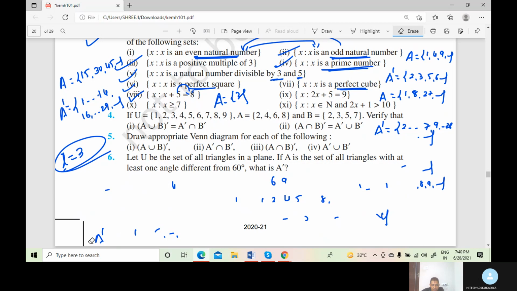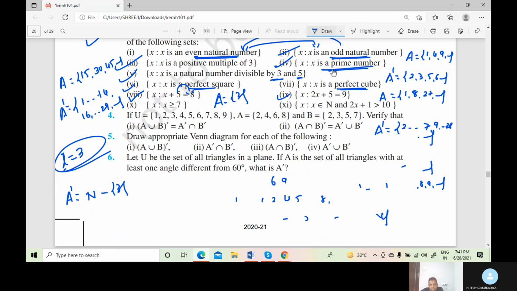Look at this, a very easy question. Think about this question, students. Its complement, A dash, is the natural numbers, all the natural numbers except 3. All the natural numbers, but we cannot include 3, so except 3. Right.